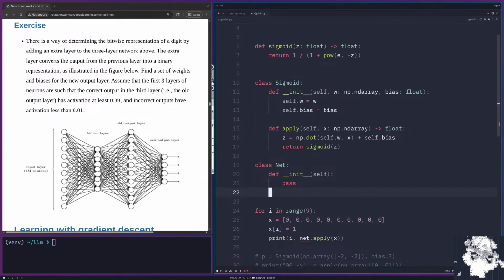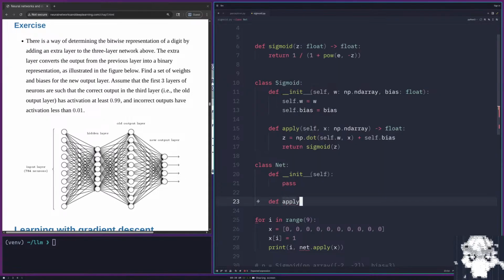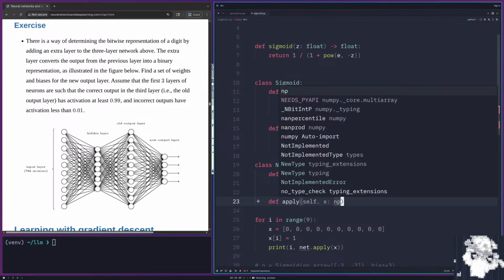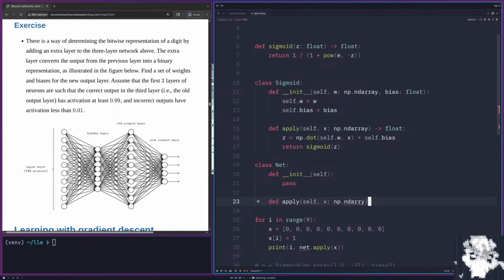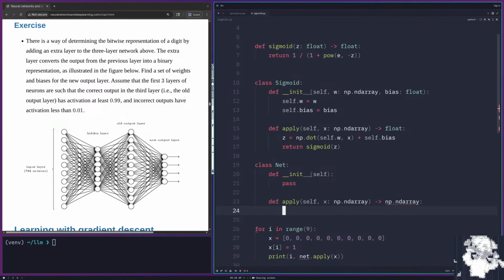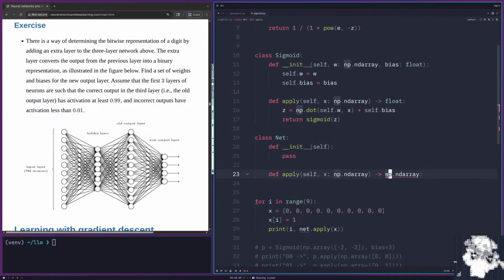So I'm making my own class here, def apply(self, x), which takes a numpy.ndarray and returns another numpy.ndarray. Actually, it returns just a list of 4 floats.